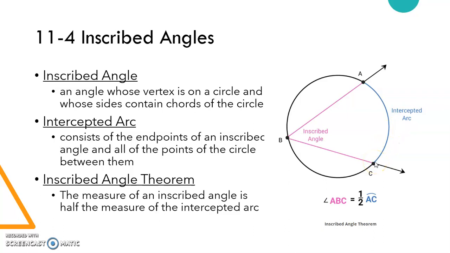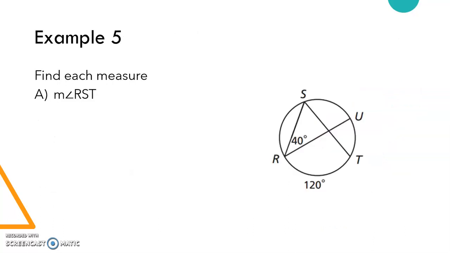And there's a theorem about the inscribed angles. It says that the measure of the inscribed angle is half the measure of the arc. So if I know the arc measure is 100, then I would know the inscribed angle is 50. If I know the inscribed angle is 50, I double it to get the arc length. So let's take a look at some examples with this. In example 5, they ask us to find each measure, and in part A, they want the measure of angle RST.